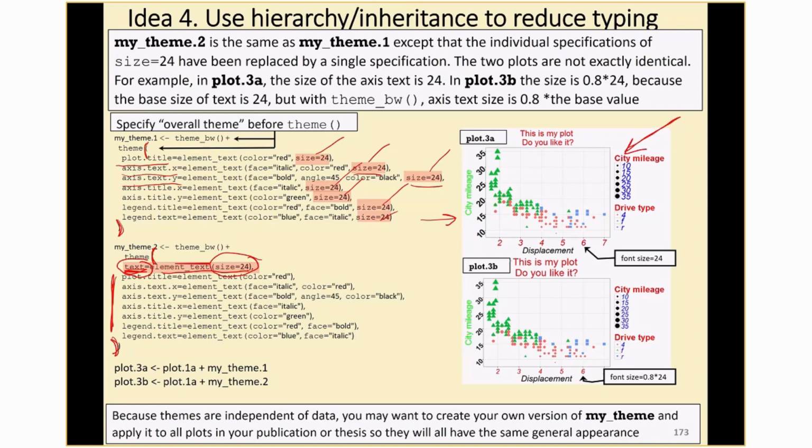These two plots are not exactly identical in the sense, if we look at, for example, axis text X here and compare it with axis text here in this lower set of numbers, the font actually seems to be smaller than in the upper set of numbers. So what's going on here?